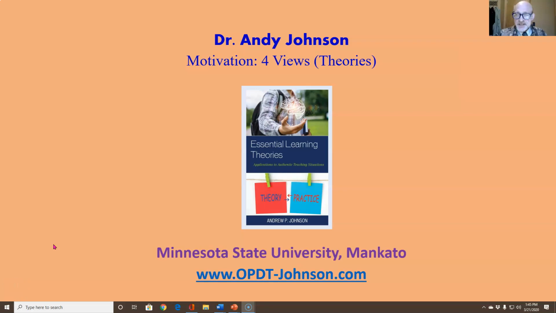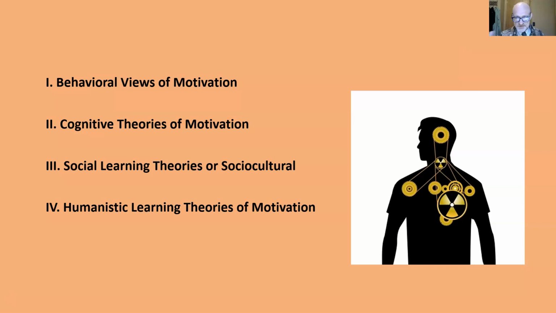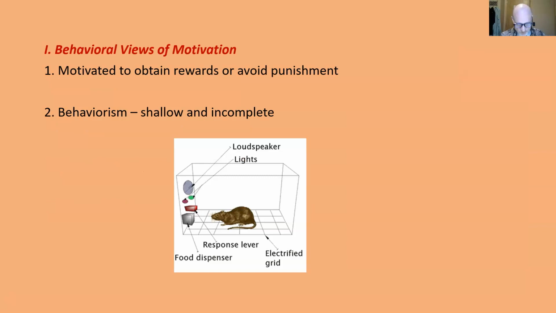A theory is a way to explain a set of facts. Different theories explain different facts differently. No theory is totally right or totally wrong. Theories help us understand human behavior. They do not predict human behavior. We are going to look at 4 theories that help us understand motivation, human motivation, in slightly different ways.